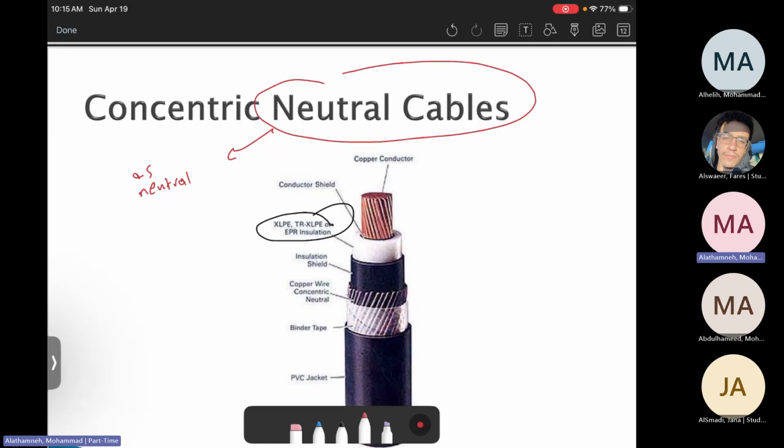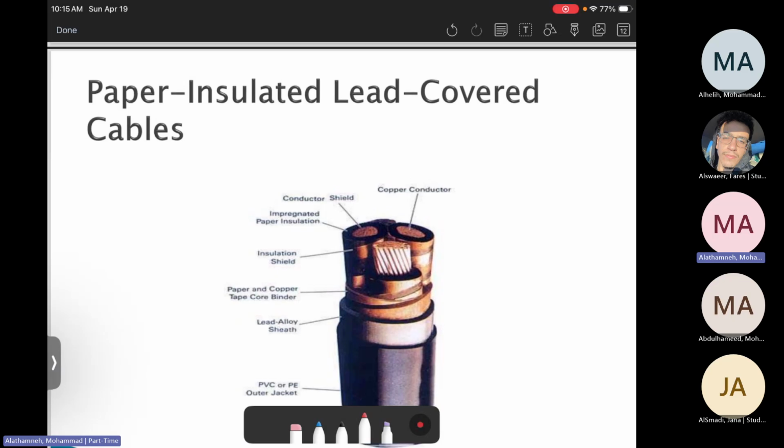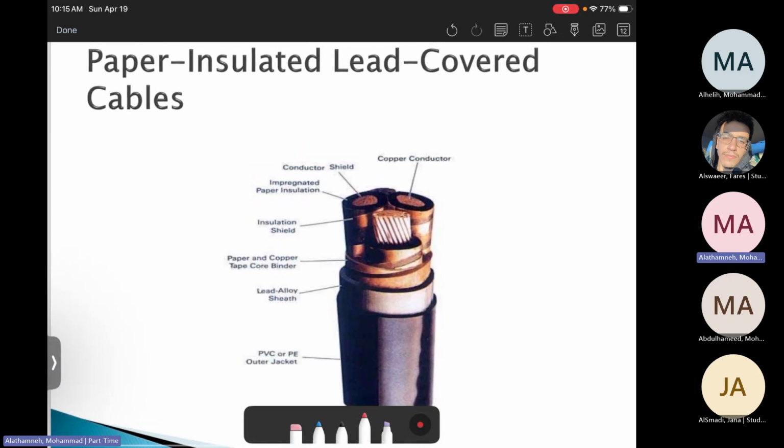This one is most likely used in distribution. The good thing about it is that it will provide a uniform electric field and better fault performance. Now the next one is the paper insulated lead covered cables. There's a conductor, and there's a lead sheath as a moisture barrier, which is lead for moisture.